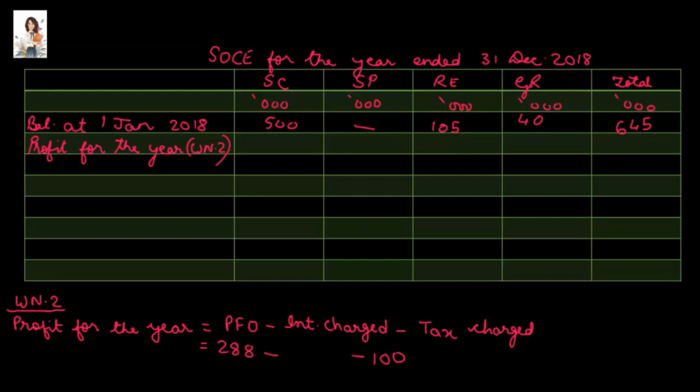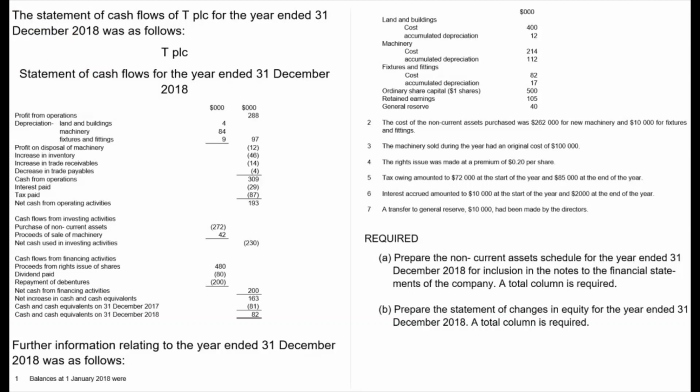Let us now find out the interest charged. So interest payable at the beginning of the year was $10,000. Interest payable at the end of the year was $2,000. And interest paid during the year is $29,000. We now have to find out the interest charged for the year, the interest expense for the year. We will have to prepare an interest payable account for that.